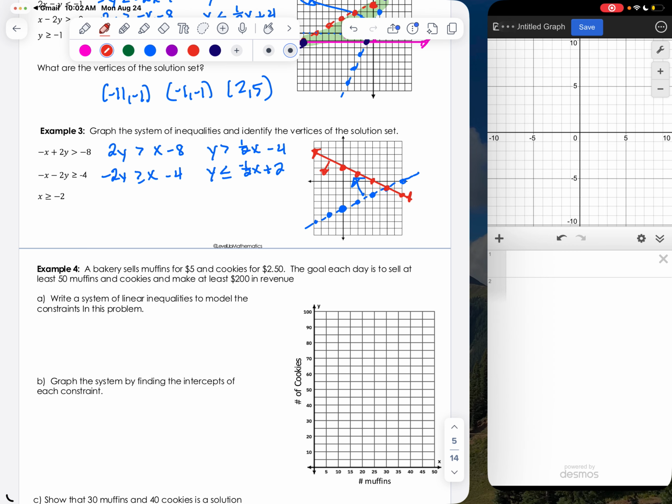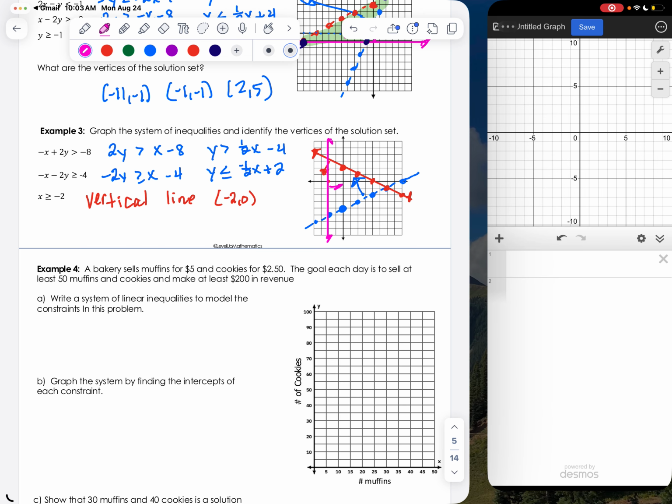All right. Now our last inequality is x is greater than or equal to negative 2. So this is a vertical line because it starts with x. And it's going to pass through (-2, 0). So a vertical line, it's going to be solid. Let me grab a different color here. It's going to look like this. And it is greater than, so it's going to shade to the right.